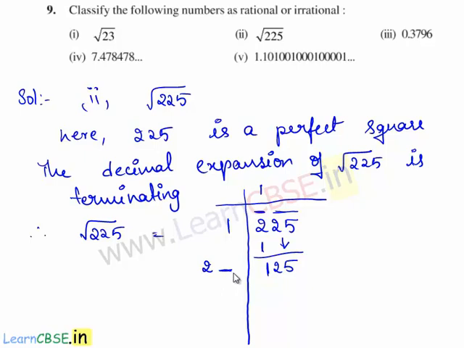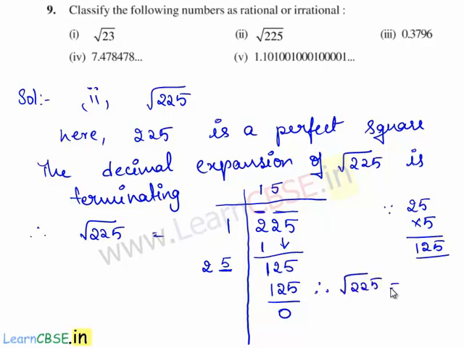Now we shall think of a number such that the new divisor multiplied with the digit gives a number which is less than or equal to the new dividend. So such a number is 5, since 25 times 5 is equal to 125, which is exactly divisible. Therefore 25 times 5 is 125. Therefore the remainder is 0. Hence the long division stops here. Therefore square root of 225 is equal to 15, where 15 is a rational number. Therefore square root of 225 is also a rational number.